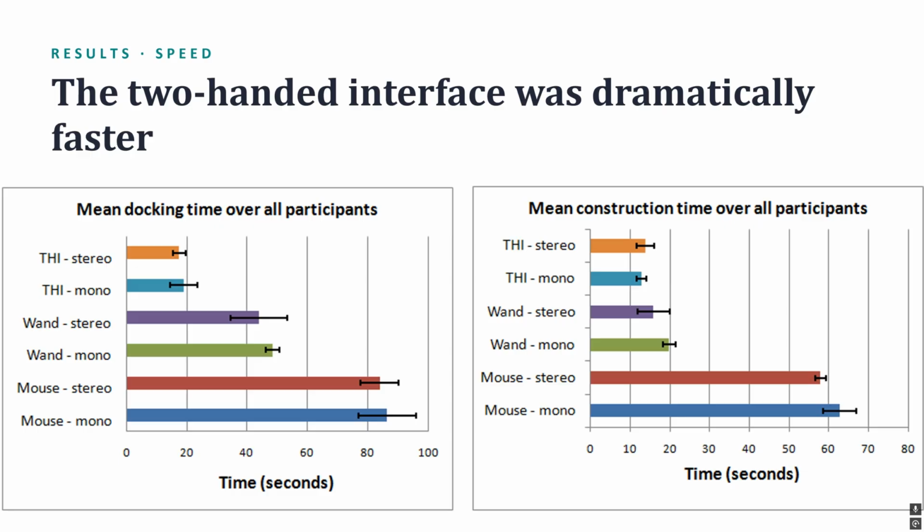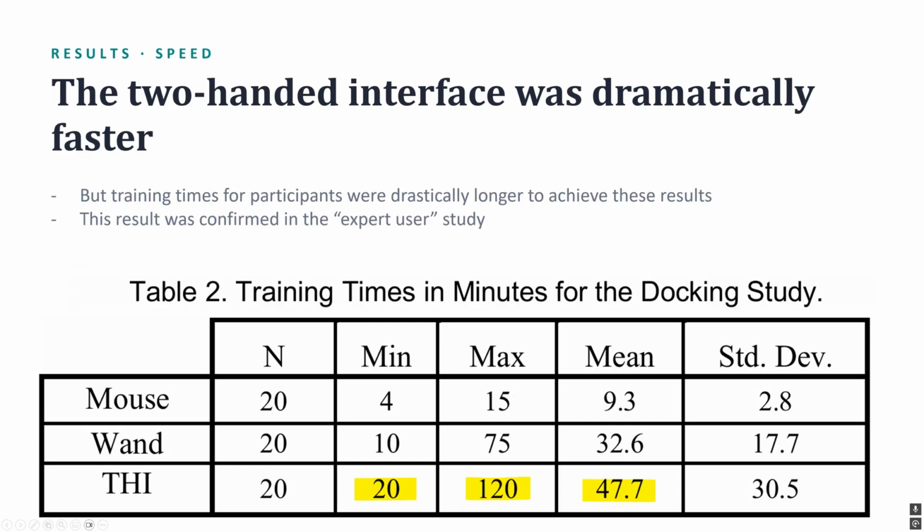Users did manage to game the construction task a bit. Instead of rotating the viewpoint as intended, they utilized the object collision to force the blocks into place. The results still stand, however. And here we can see that training times were what made the difference. The time invested in learning the two-handed interface did pay off for users, but it takes longer to master.